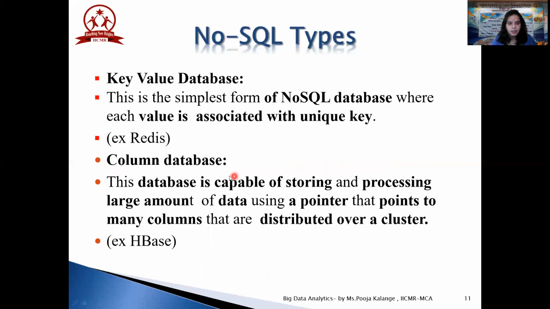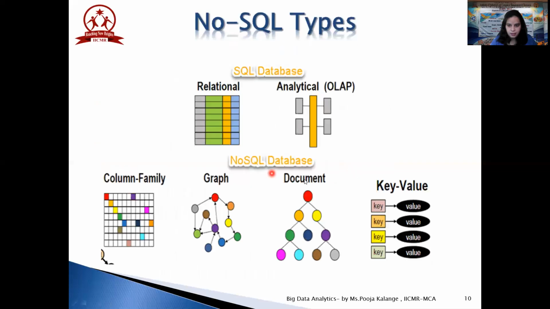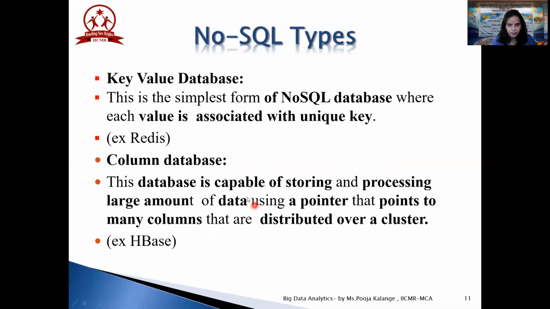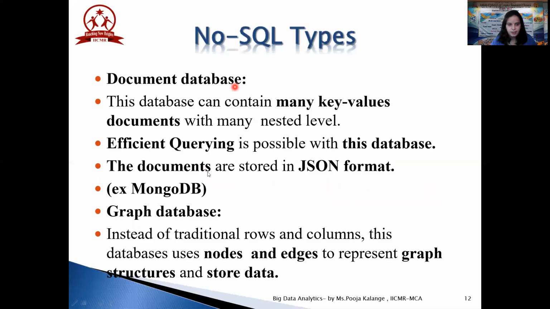database. Then we have the column database, as you can see here. This is the column-wise database. Then the key value database is the simplest form of NoSQL database, where each value is associated with a unique key. That is the Redis database. So we have a key value database, a column database, a document database, and a graph database. These are the four NoSQL types.